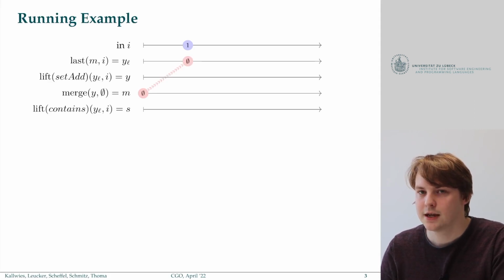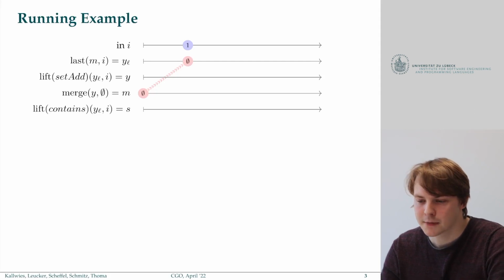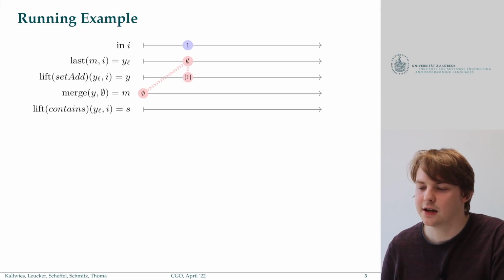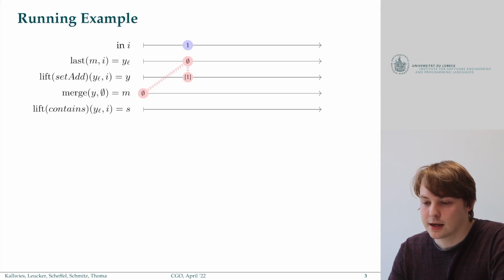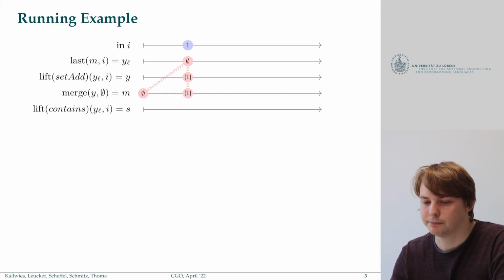Stream Y is then defined as lift of set add of YL and I. This means that the function set add is applied to the current values of the stream YL and I. As you can think, set add just adds a single element to a set. So what we have is we add 1 to the empty set and receive the set which only contains the number 1. Next we can evaluate stream M again. Now the empty set stream has no event anymore, but the stream Y has an event, so we just take it as event of the stream M.